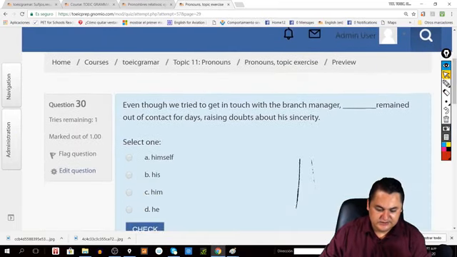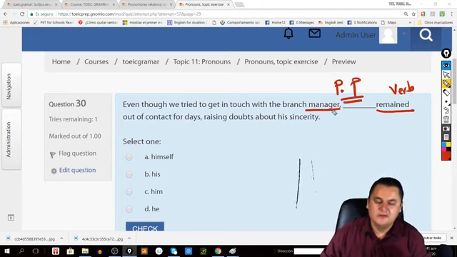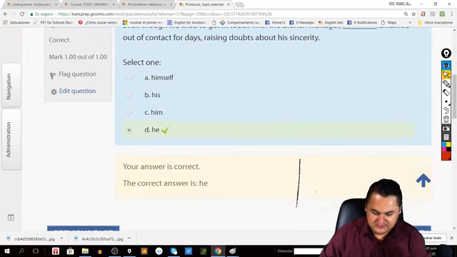And I can try next. Again, there is a comma. In here, we have a verb, so we need a personal pronoun. And the personal pronoun is option D. To say, he remained.